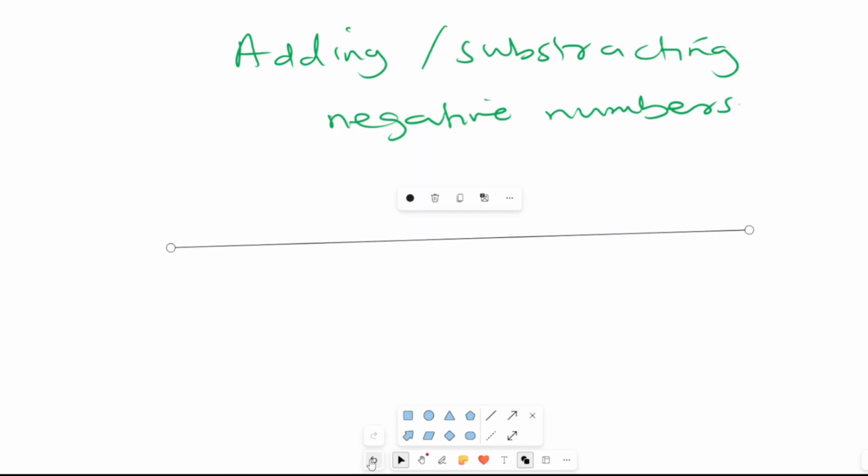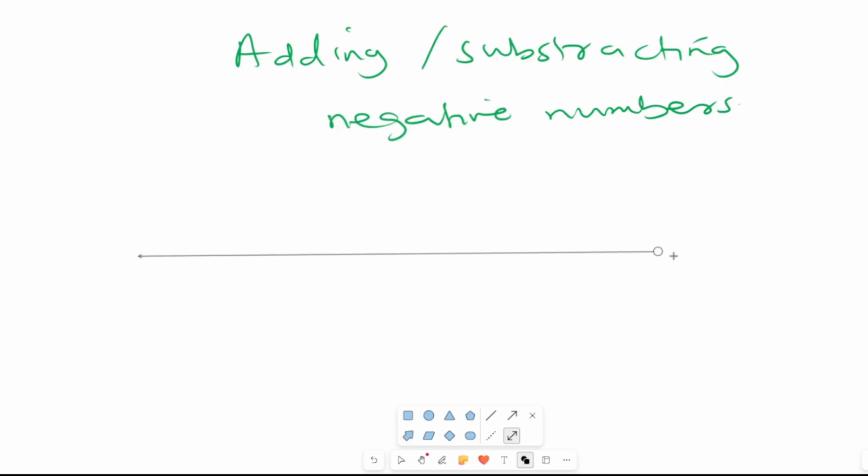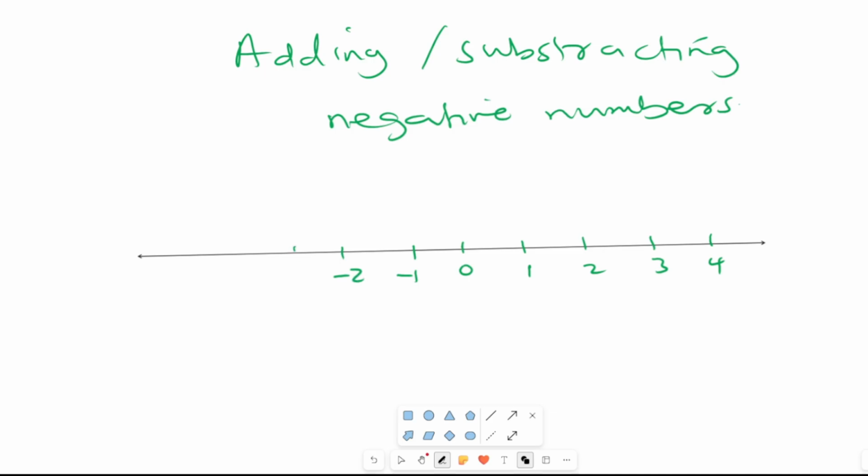Or in fact, I can use something to draw a better number line. Okay. So 0, 1, 2, 3, 4. This is the positive zone. -1, -2, -3, -4, -5. This is the negative zone. So negative numbers.